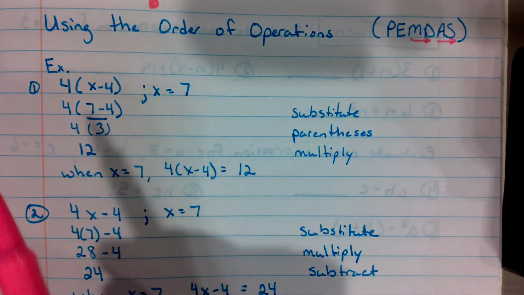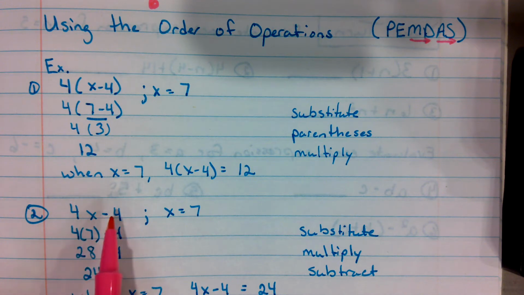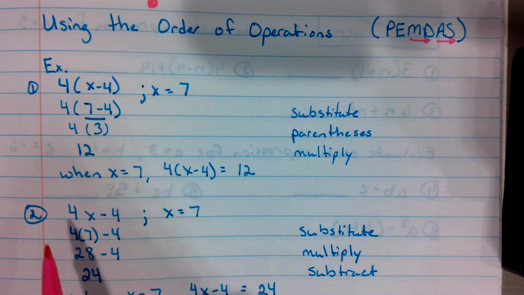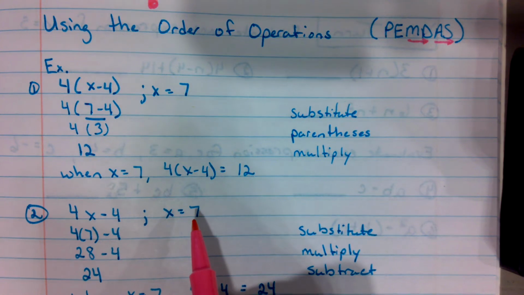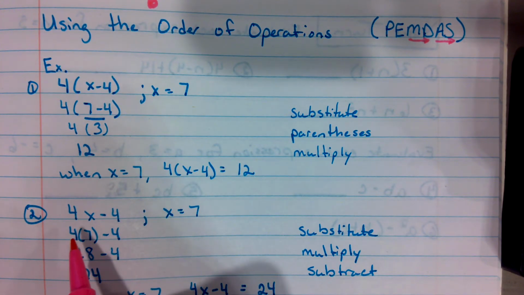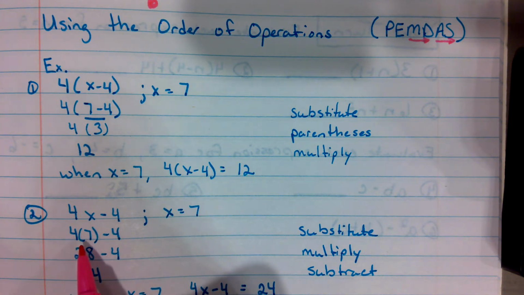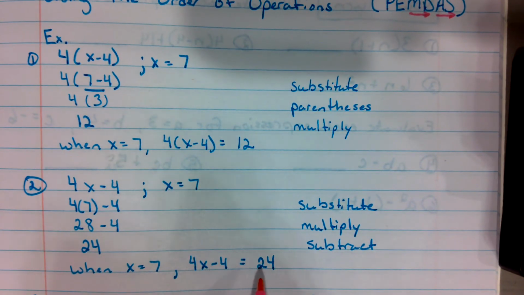Next one, I want you to notice here. We haven't changed anything other than these parentheses, and this is going to show you how important this is, because I'm still going to say x is equal to 7. So now I have 4x minus 4. There's no parentheses. First thing I do is substitute my x, so put 7 for x. Now I have 4 times 7 minus 4. PEMDAS tells me to multiply before I add or subtract, so 4 times 7 is 28. Now I need to subtract 4. 28 minus 4 is 24, sorry. So when x is equal to 7, 4x minus 4 is 24.